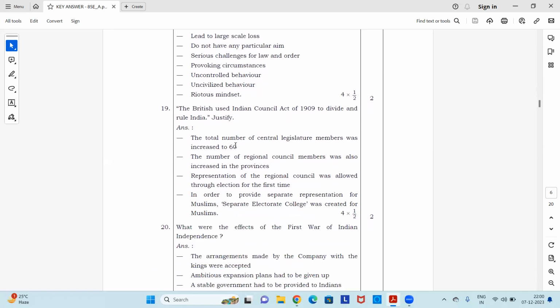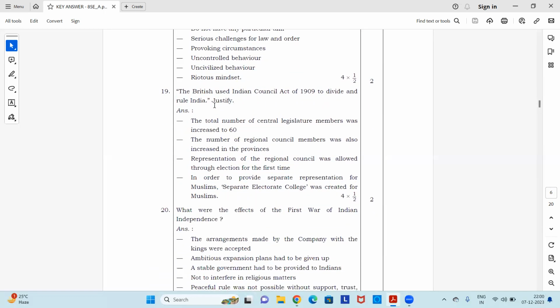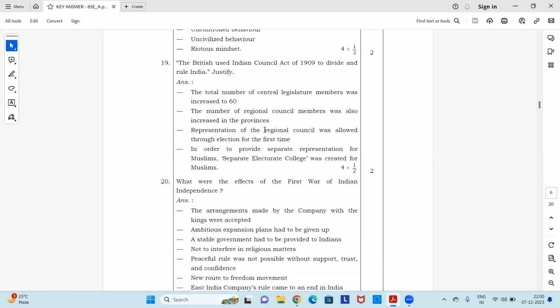Moving to the next question, question 19. Here you see that there is no internal choice given, so you will have to attempt this question. The British used the Indian Councils Act of 1909 to divide and rule India. Justify. So you have to attempt this answer because there is no internal choice. Let's see the key points. Answer: the total number of central legislature members was increased to 60. The number of regional council members was also increased in the provinces. Representation of the regional council was allowed through election for the first time.